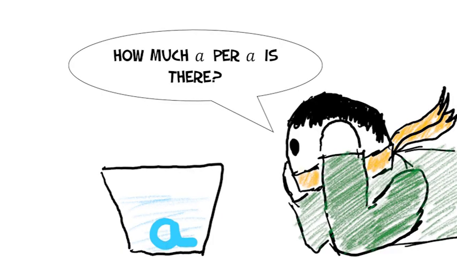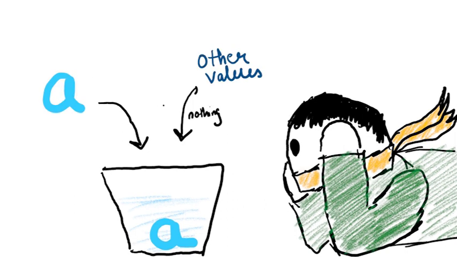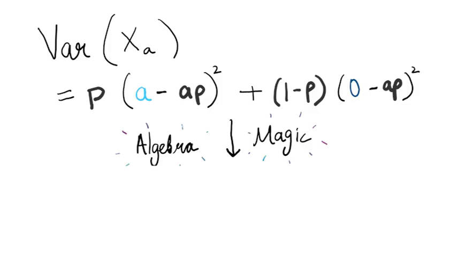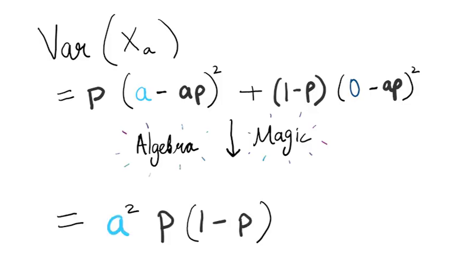This distribution basically asks how much does a value contribute to the value A. Well, A contributes the value A itself with the probability P, and everything else contributes 0 to it. Once you have this distribution in hand, we can use this formula to find its variance. After an algebraic dance, we see that the variance is A squared times P times 1 minus P.